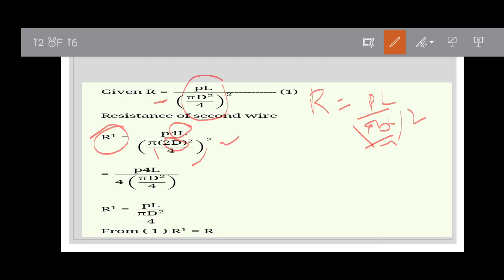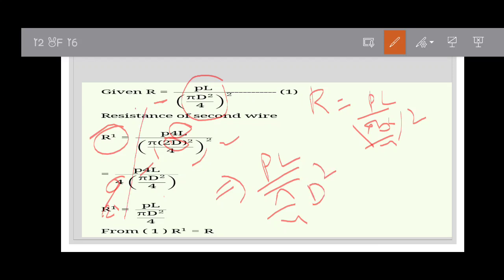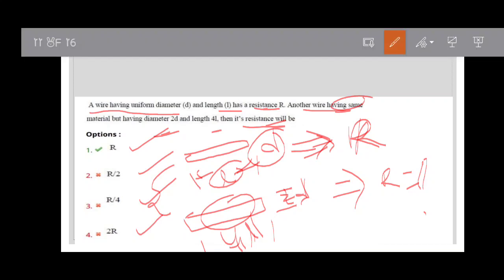Now by squaring these, we get rho 4L, taking 4 outside, by pi d square by 4. So this 4 is cancelled. R dash is also equal to rho L by pi by 4 d square. Here again this R dash is equal to R. Both wires have the same resistance. So option A is correct.